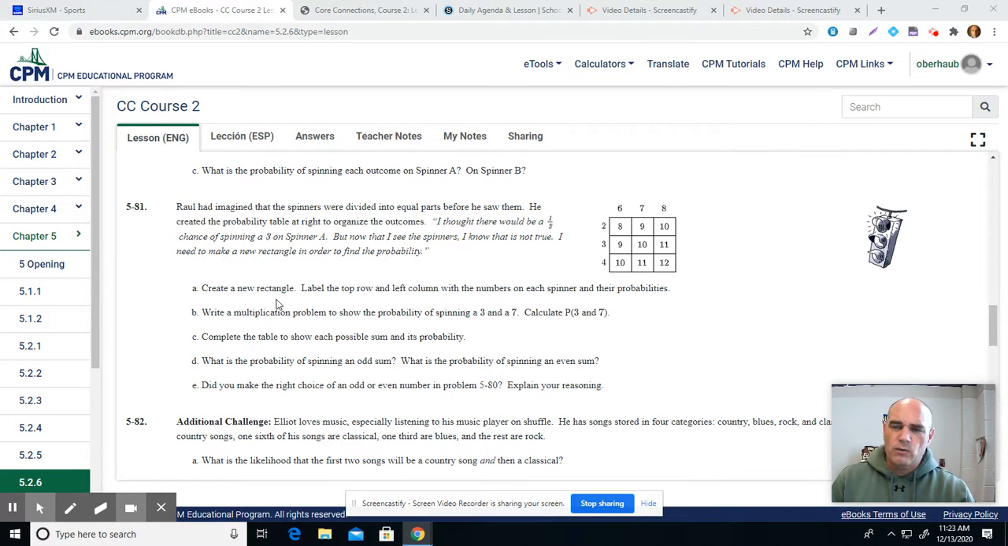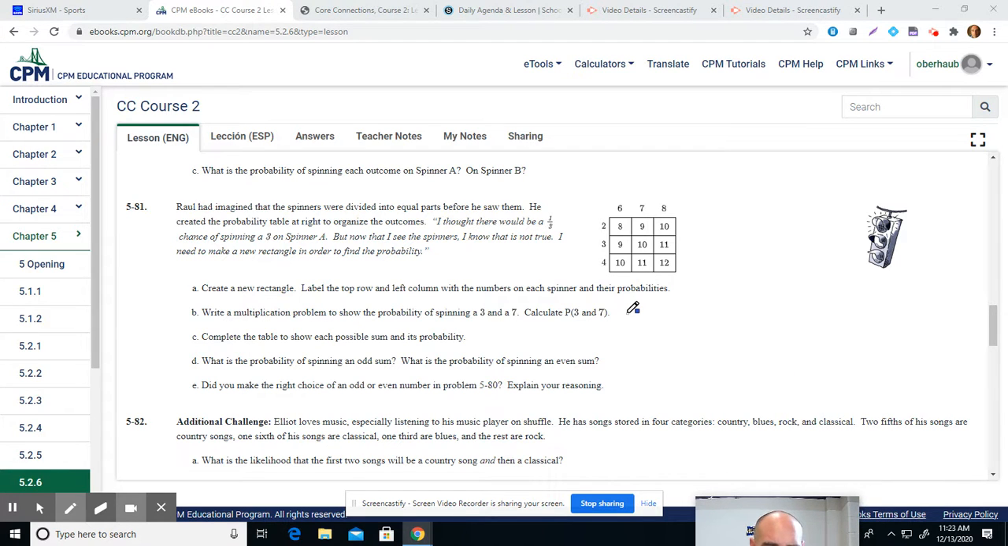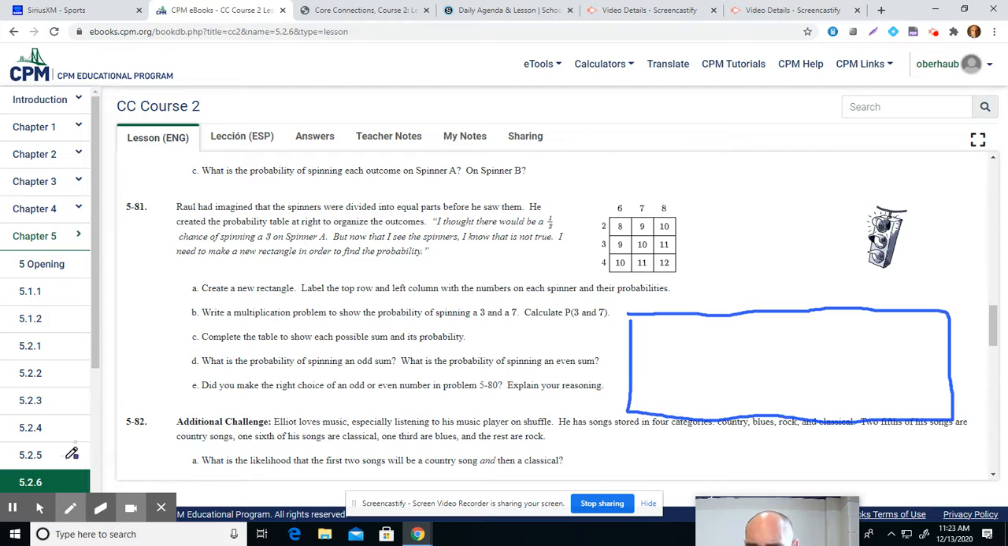So part A: create a new rectangle, label the top row and left column with the numbers of each spinner and their probabilities. All right, so let's make our table. We're going to make it over here. I've got my table. Let's make them into pieces. We've got 3 numbers here, and we had 3 numbers going this way.